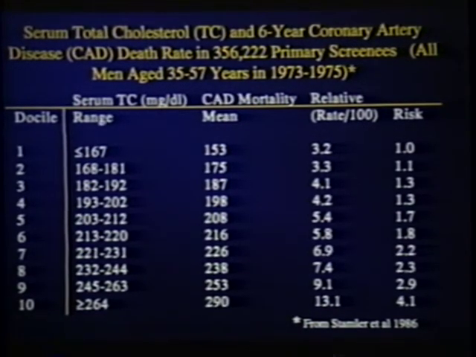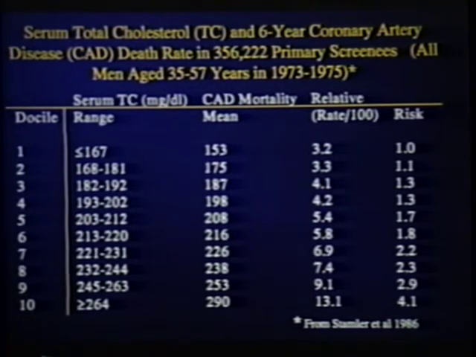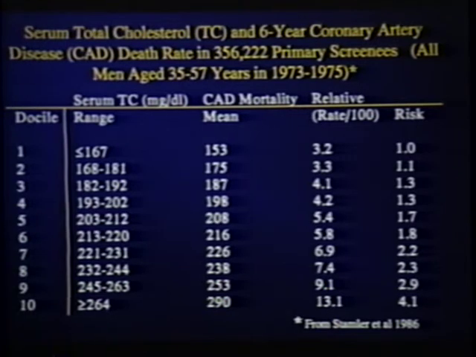This is a study from Stamler, 1986, the MRFIT study. I think it's a very important one because of the number of people examined, over 350,000. They were all men, aged 35 to 57 when they entered the study. They were all asymptomatic.